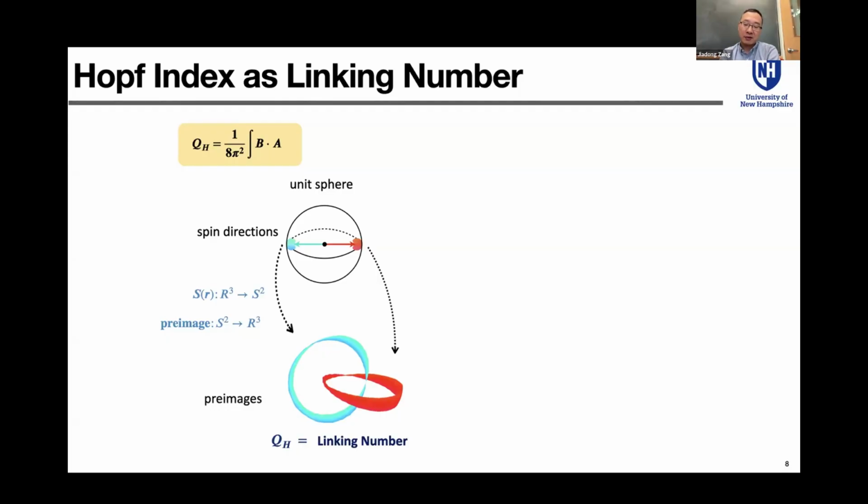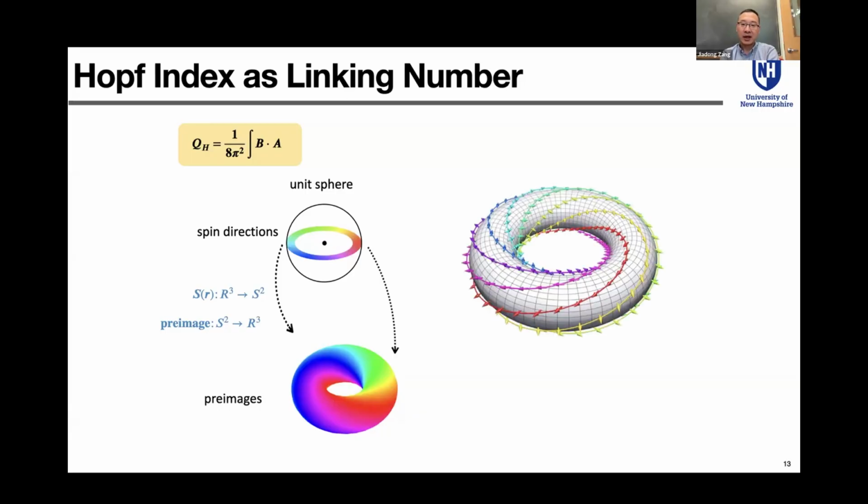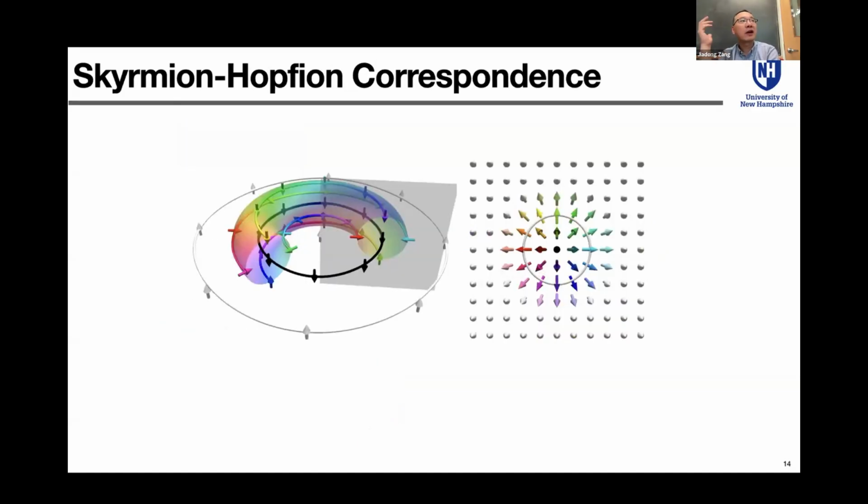If you want to find more preimages associated with other directions of spin, eventually you see that all the spins with 0 z component will form a torus plane. And on this torus, all these spins have vanishing z component. Okay? And this is what I mean by this nice picture to represent the Hopfion. So there is actually a very interesting relation between the skyrmion and the Hopfion.